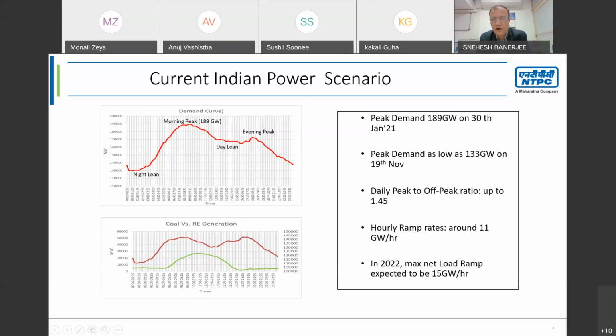Now, if we conclude some of the aspects of what we are observing, the peak and off-peak ratio is coming around 1.45. Hourly ramp rate is already achieving 11 gigawatt per hour, and for 2022 the CEA report had anticipated the ramp to be 15 gigawatt per hour. Thanks to the regulations set by CERC, where 1% ramping is mandatory, we are in the process of achieving that targeted figure of 15 gigawatt per hour, and we are considerably moving ahead. So this is the present scenario. I'm just giving you the present context.